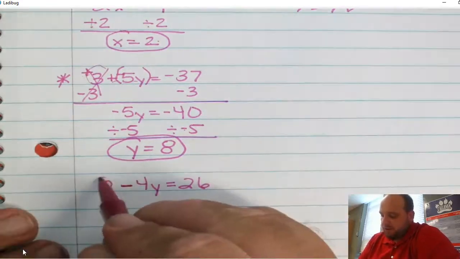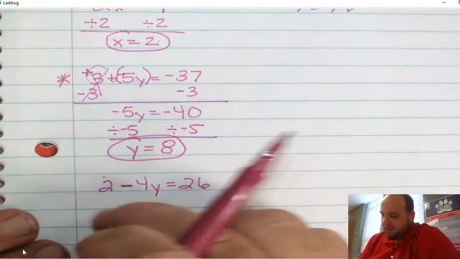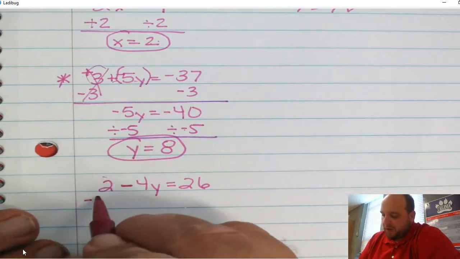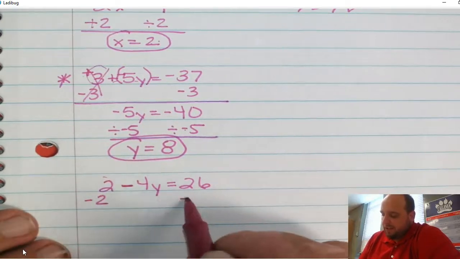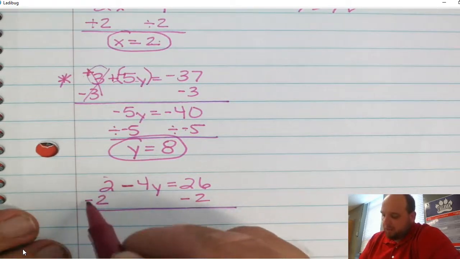So what I need to do is I need to look at this 2, all right, and I need to get rid of the 2. Right now, this is a positive 2 because nothing's in front of it, so I need to get rid of the positive 2 by subtracting 2. And I do that to both sides, and this is where it's going to be difficult because people see this minus and they're going to want to put a plus 2.